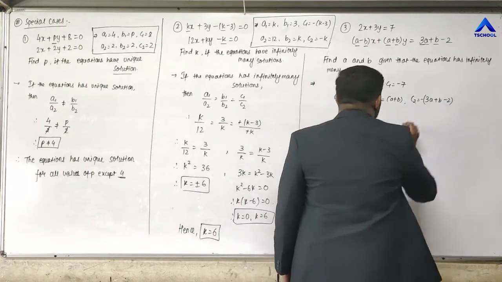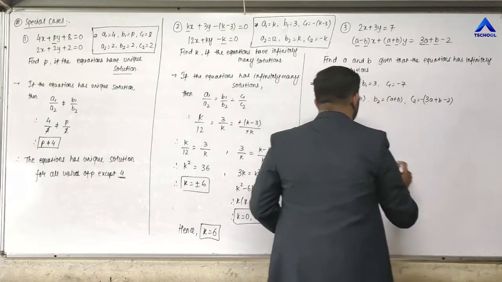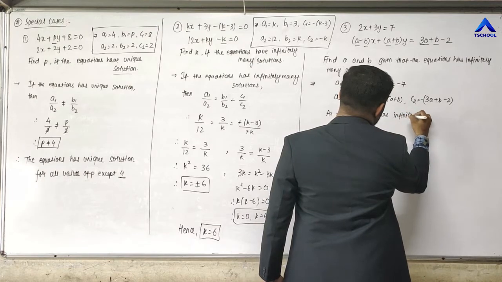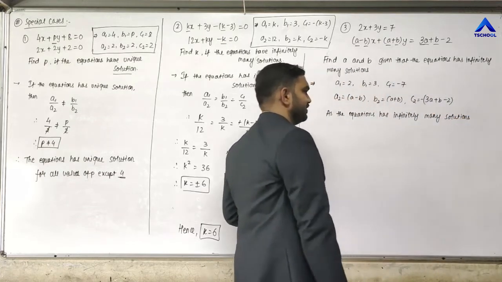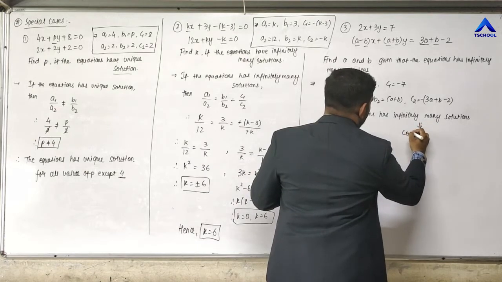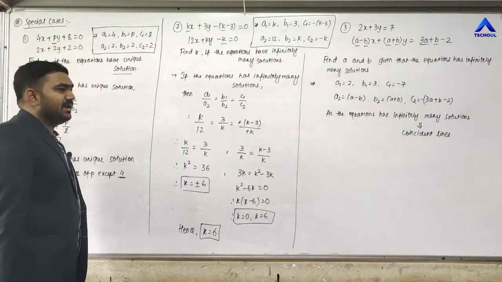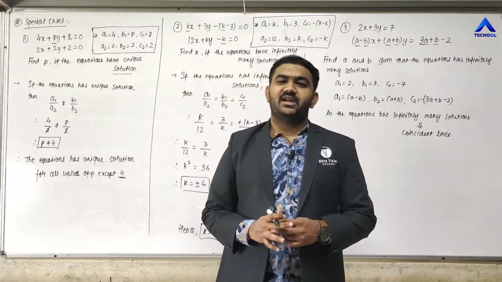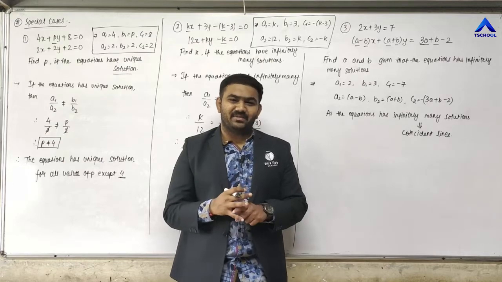Now as the question says that the equations have infinitely many solutions, that means the coincidental lines, right? Coincidental lines mean the same line. That means if you plot these lines on the graph paper, they will show you a single line and both the equations are representing the same line, right?